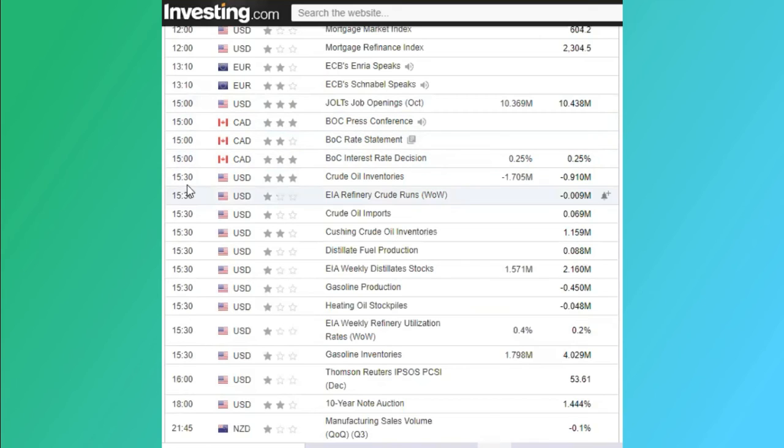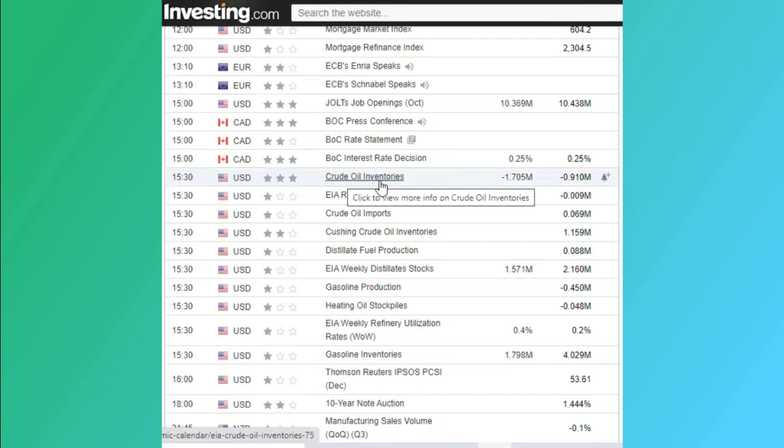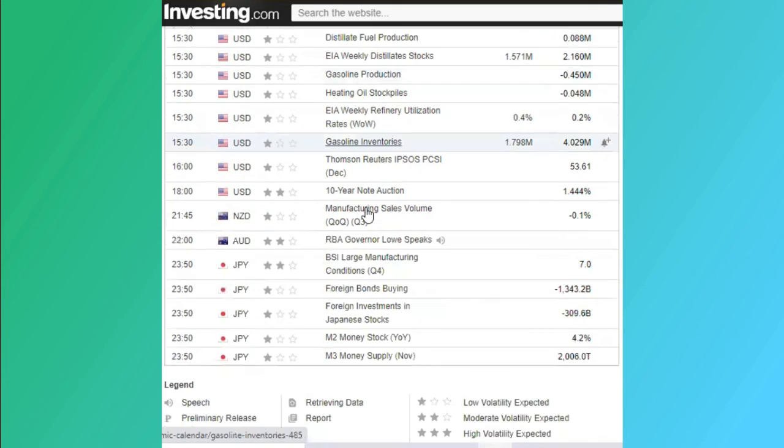We have some other news at 3:30. This is crude oil. So this will affect the US dollar, as you can see, but it will also affect the Canadian dollar. As I've mentioned many times, oil and the Canadian dollar are heavily correlated. All right, guys, and then after that, there's nothing for the rest of the day to talk about.